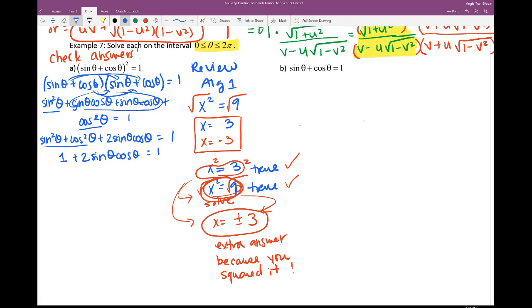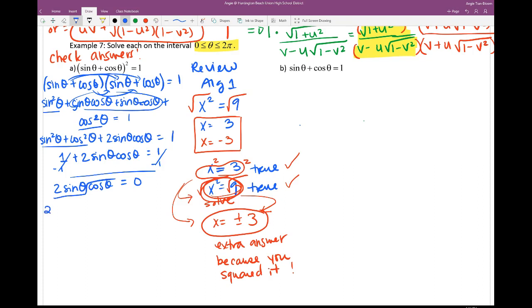I'm going to see if I can move the 1s. When I move the 1, I now have 2 times sine of theta cosine of theta equals 0. Well, this is like a factor. See that right there?